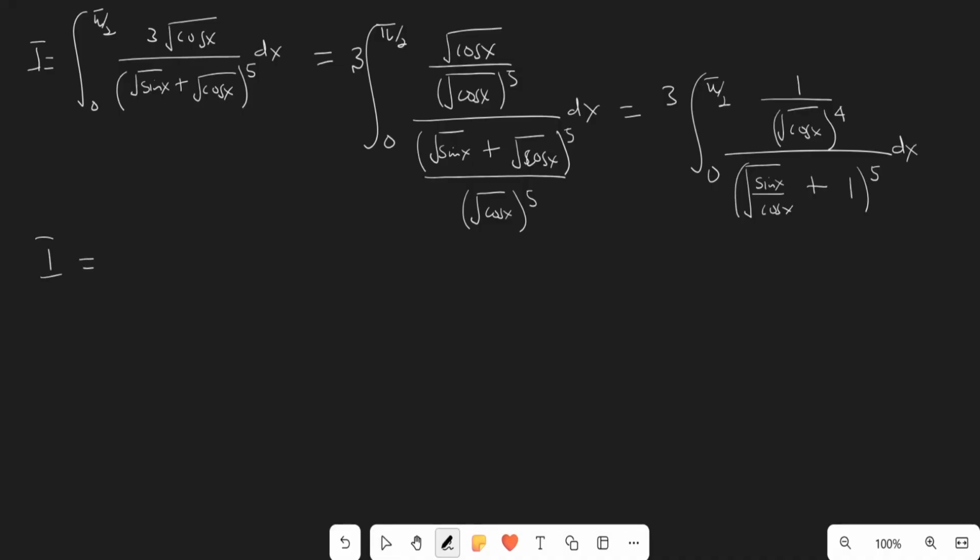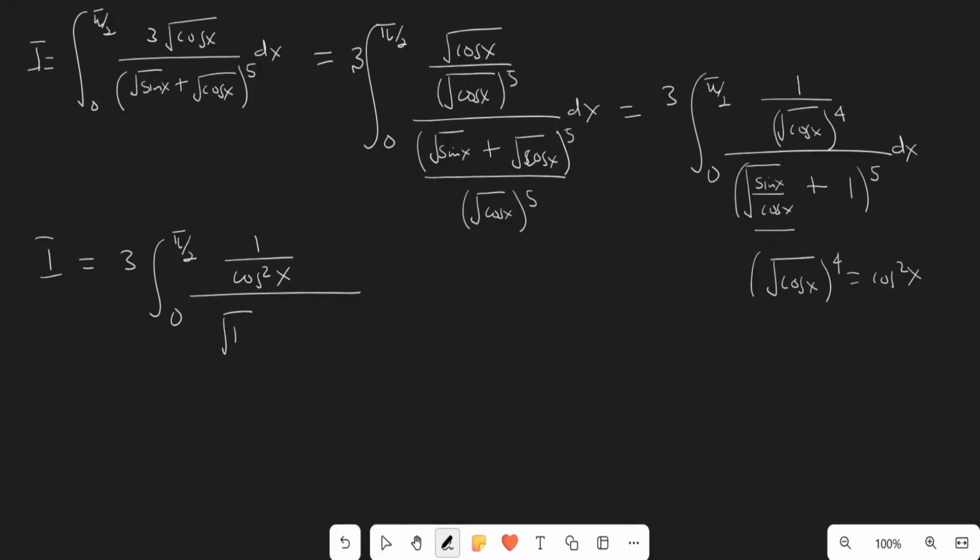So our integral is going to be 3 times the integral from 0 to pi over 2 of 1 all over the square root of the cosine of x raised to the power 4, which is the cosine square of x, because 4 of them, 2 of them is cosine and the other 2 is cosine, which combines to cosine squared, right? So the numerator is 1 over the cosine square of x, and the denominator, this one is the square root of tan of x plus 1 all raised to the power 5 dx, and that simplifies to 3.